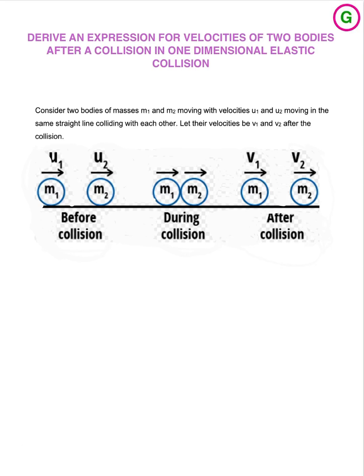Dear students, in this video we derive the expressions for the velocities of two bodies after collision in a one-dimensional elastic collision. Consider two bodies m1 and m2 moving with initial velocities u1 and u2 and final velocities v1 and v2 after collision. The collision is possible only if u1 is greater than u2.